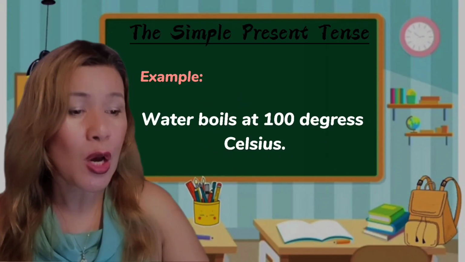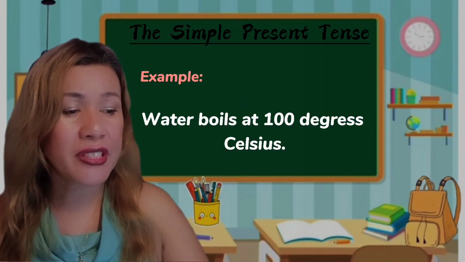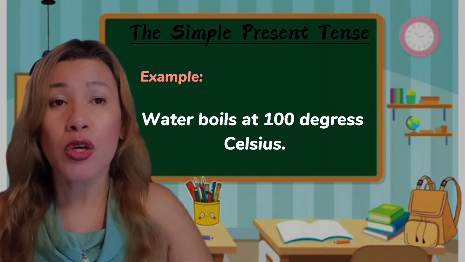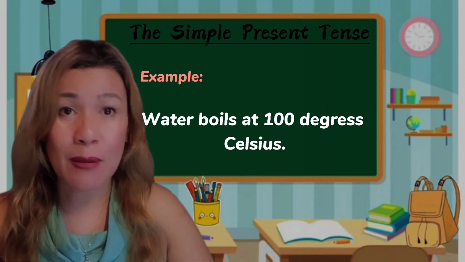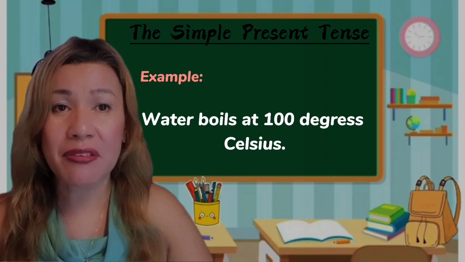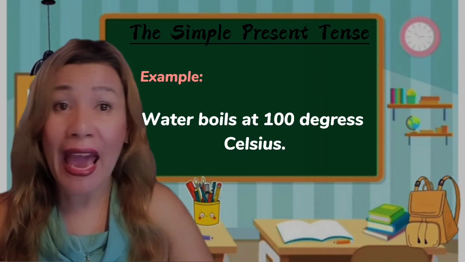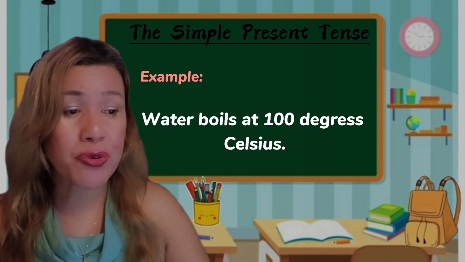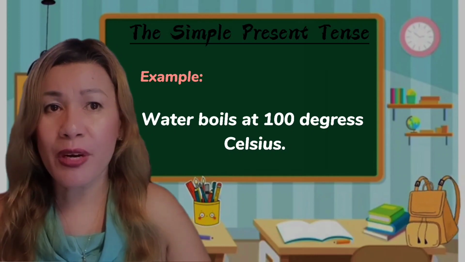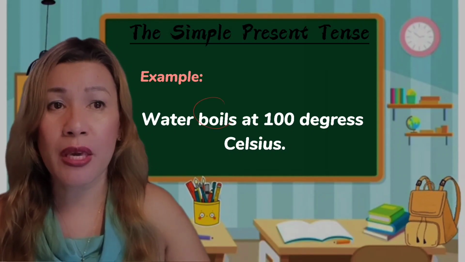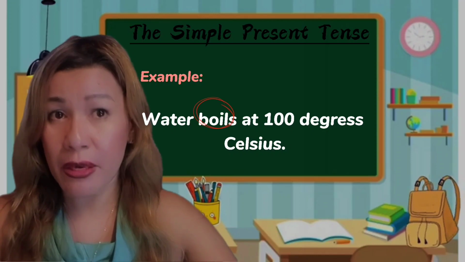Another example, water boils at 100 degrees Celsius. So you have a set boiling point at 100 degrees. And so it's a fact or it's a general truth. Therefore, the simple present tense should be used.